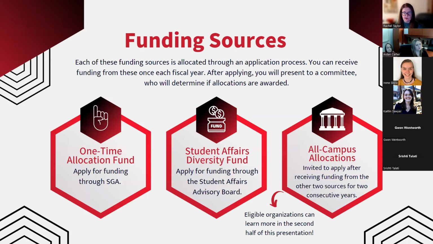Okay, wanted to hit on a few funding sources. There are 5 in particular that I wanted to walk through. There's a few that will be highlighted in much more detail later on in this presentation. But each of these funding sources are allocated through a specific applications process, and you can receive funding from these once each fiscal year as well. So just take note of that as you are deciding which funding is the best fit for your student organization.